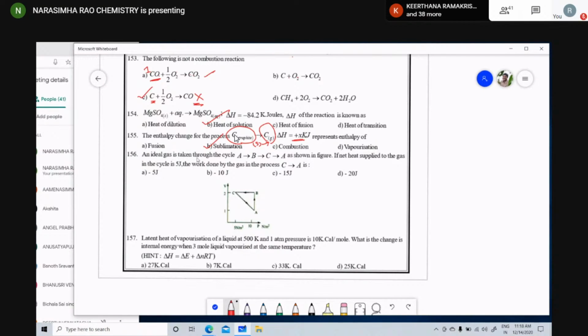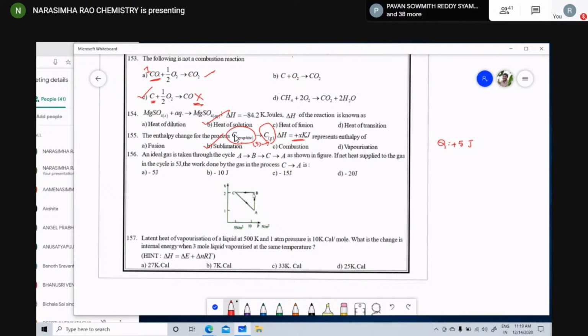Now, an ideal gas goes through the cycle A to B, B to C, C to A. As shown in the figure, the net heat supplied in the cyclic process is 5 joules. The work done in this process is? It's clear, children? Clear, sir. It is supplied to the cyclic process, so Q is equal to 5 joules. Now observe this one.